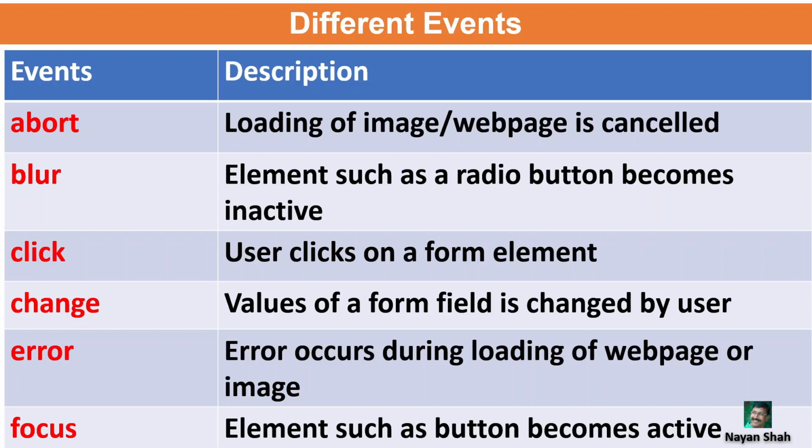Click event, when the user clicks on a form element or anywhere on the web page. Change event, when the value of a form field is changed by the user. Suppose in a particular box there is some value written, a username is written, and you are changing it by the delete key or backspace key. That is called the change event. Error event occurs during loading of a web page or image, when for any reason the image or the web page is not loading because of some error. So that is the error event. Focus event we discussed. Focus is when elements such as a button become active, and blur is when the button becomes inactive.